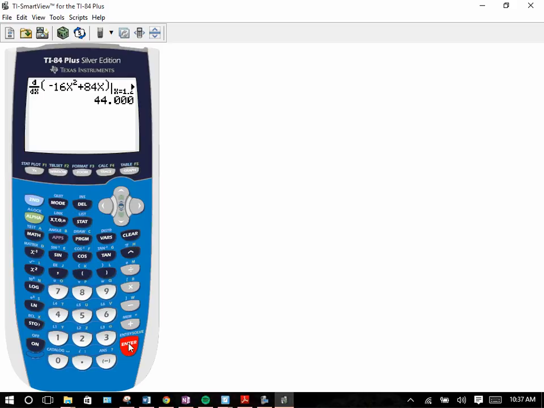If you do this problem on your own, go ahead and calculate it with your calculator. But what I want you to do is get in the habit of writing it out. So put on your paper d/dx of negative 16x squared plus 84x, with that little line x equals 1.25. That way I know how you got that.